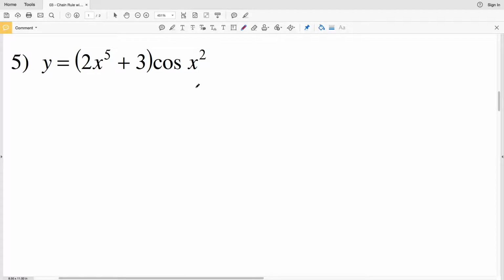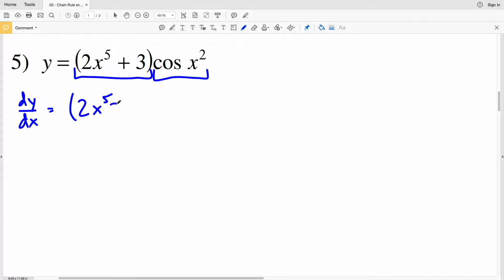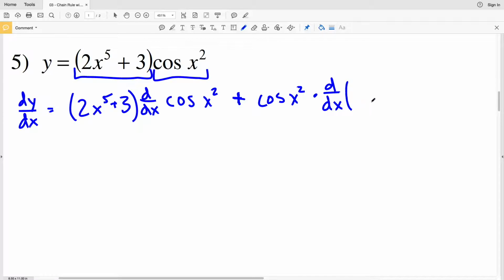For number 5, we're not only going to be using the chain rule, but we're also going to need to use the product rule. Here is our first function, and here is our second function. So dy/dx is going to be equivalent to the first function, 2x to the 5th plus 3, times the derivative of the second function, which is the cosine of x squared, and that will be added to, because remember this is the product rule, that function of cosine of x squared times the derivative of the second function, which will be the derivative of 2x to the 5th plus 3.